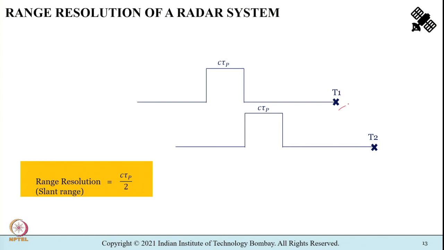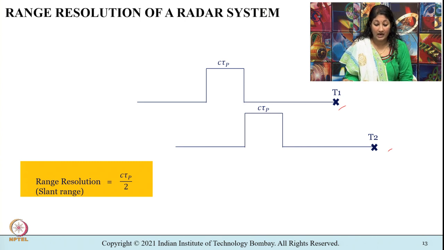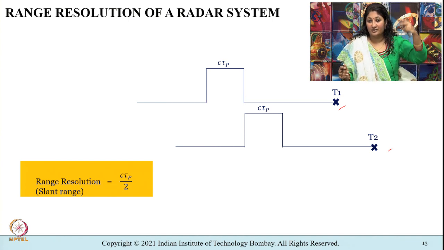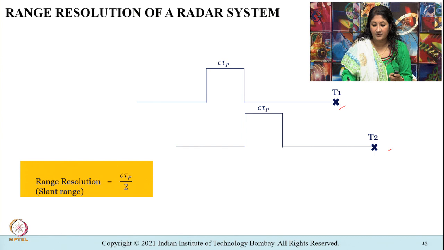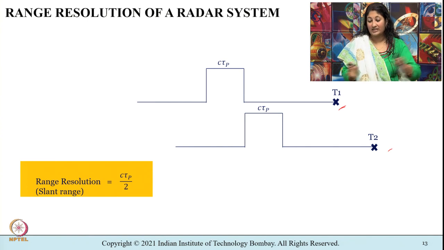Again, we have the two targets T1 and T2, which are at range distances say R1 and R2. What is range distance? It is a distance of target from the sensor, from the satellite which carries the sensor. So, R1 and R2 are the range distances for T1 and T2, two targets. Now, if you look at the diagram, I have given you a pulse which is having a duration of C tau p. And the limit of range resolution is when the front end of the echo from T2 reaches T1 just as the tail end of echo from T1 has left.